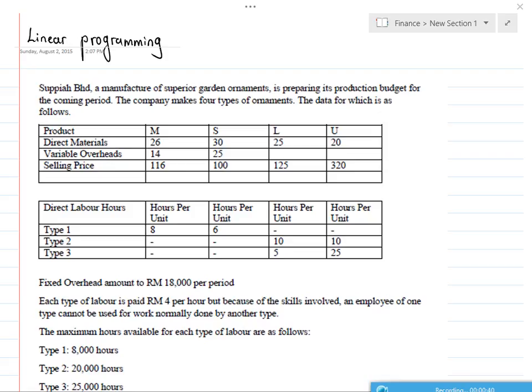Now, linear programming is used to get maximum profit with minimum cost. It is used when you have some limitation in product, such as material or labor. You have some limitation, right? Like demand, you have some limitation. And your labor hours, you have some limitation. So when you have those limitations, how do you combine them to get a maximum profit with minimum cost? That's called linear programming.